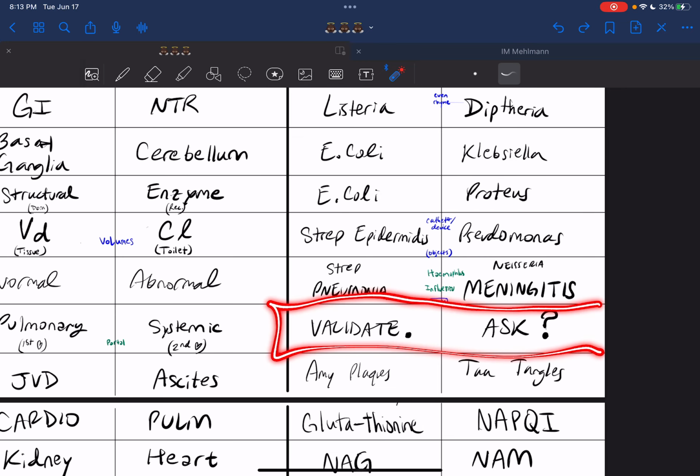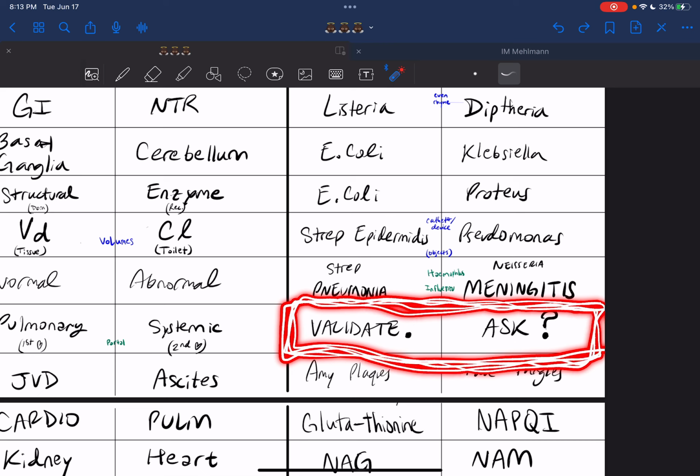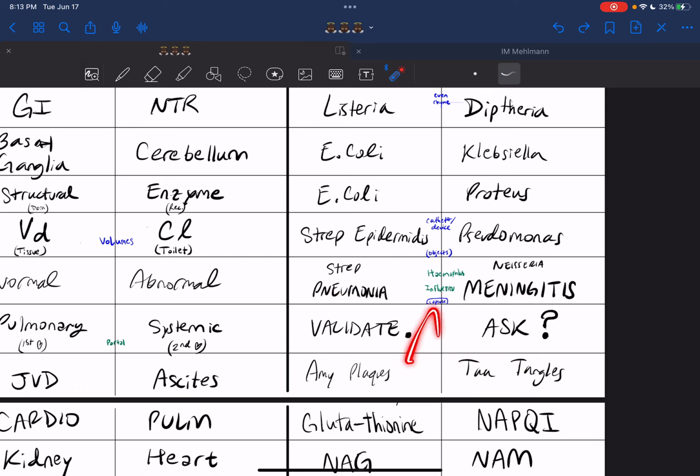Validate versus ask are the two things that you always choose for an ethics problem, basically no matter what. You validate their concerns, and if there's not an answer choice doing that, then you ask the patient to tell you more about the situation. You don't give advice. You don't take action. Those are the bad A's. There's only one good A for ethics. Ask. Can you tell me more about this? How do you feel about this? Etc., etc. That's what you choose for ethics.